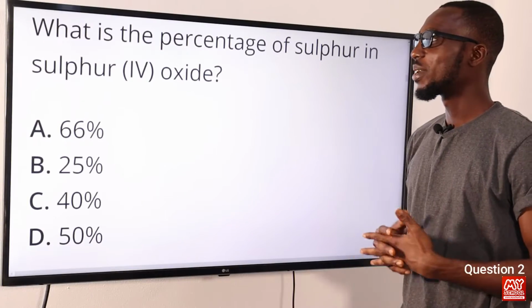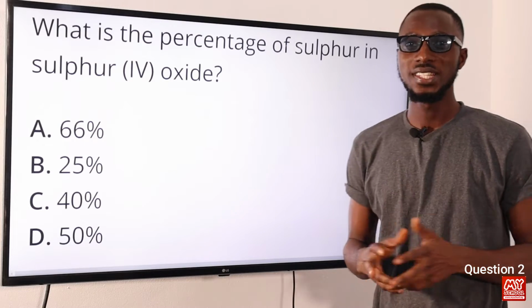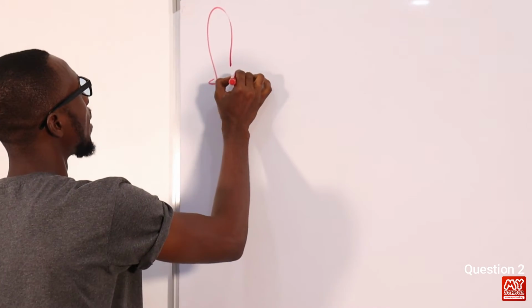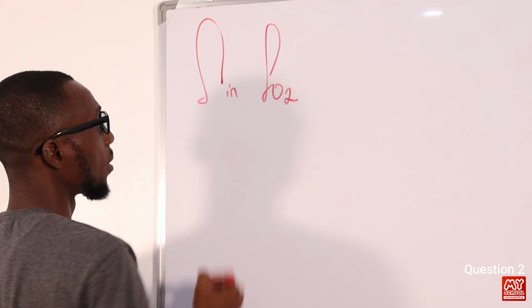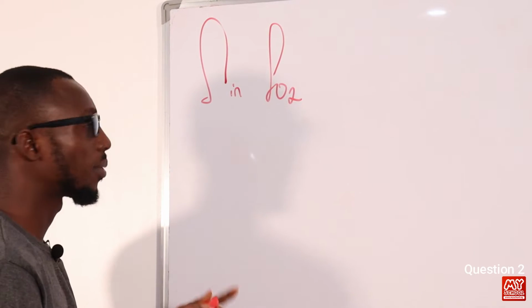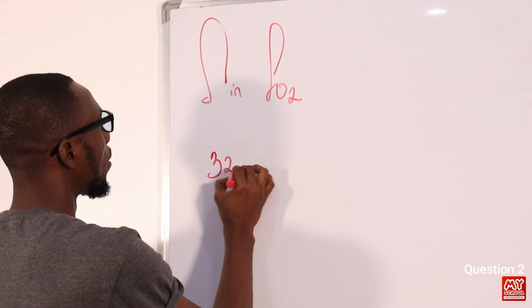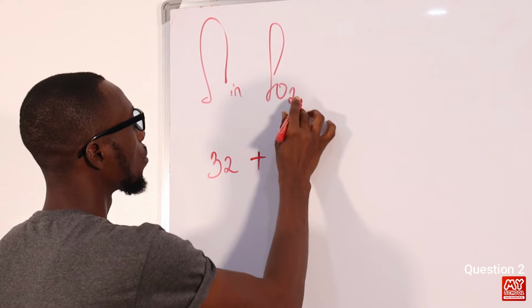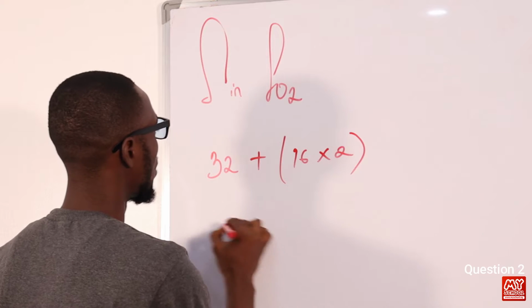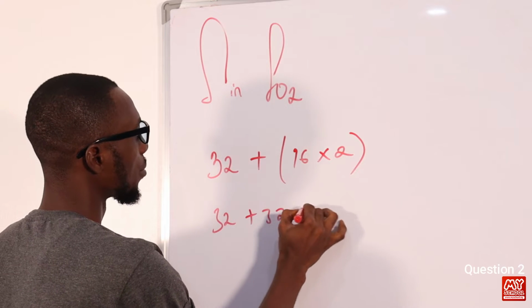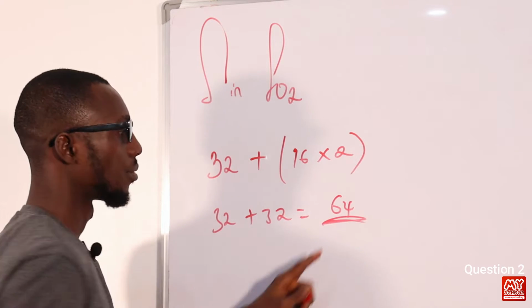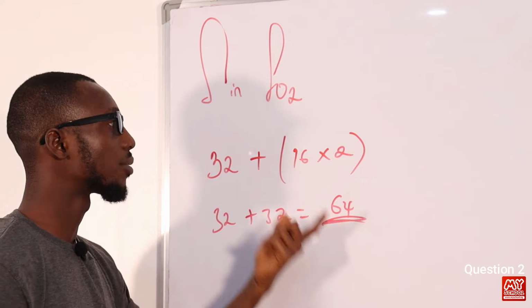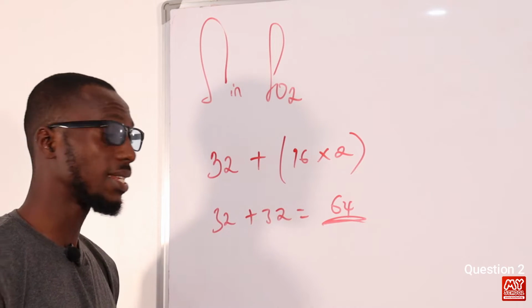Number 2. What is the percentage of sulfur in sulfur IV oxide? Okay, so recall that sulfur IV oxide has the chemical formula SO2. So we are asked to look for the percentage of sulfur in sulfur IV oxide. Remember, atomic mass of sulfur is 32, plus we know oxygen is 16. We have 2 of it, so that is 32 plus 32. That is 64. So we can now tell the mass of SO2 is 64, isn't it?